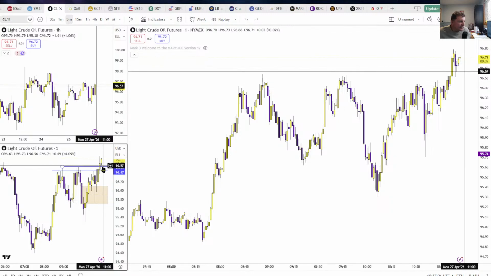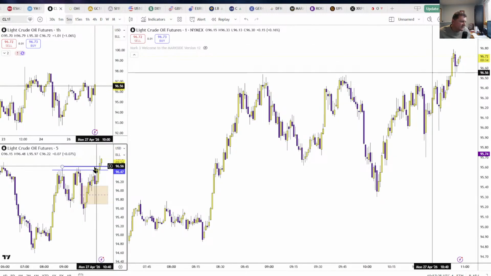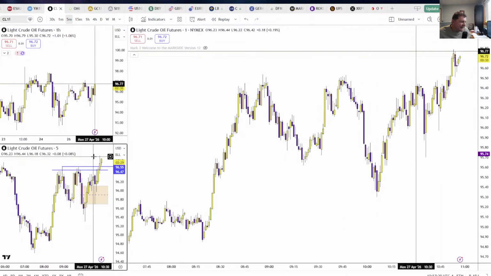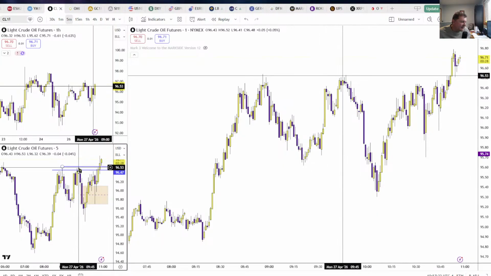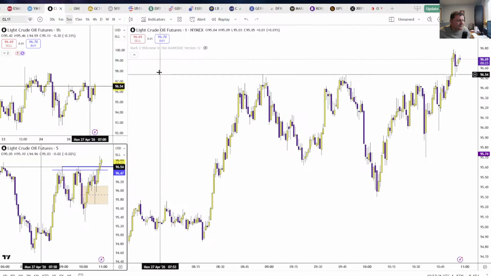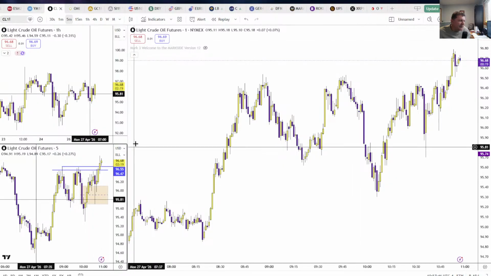Now you want to see model 3, or sorry, model 4 now. We've already got an extension. So model 4 would be a continuation. So you want to see it just come back and tag here. Before you take that high, you want to see it come back down and tag here, anywhere inside those two lines. But anyway, I wanted you to see that point right there, how important that is.